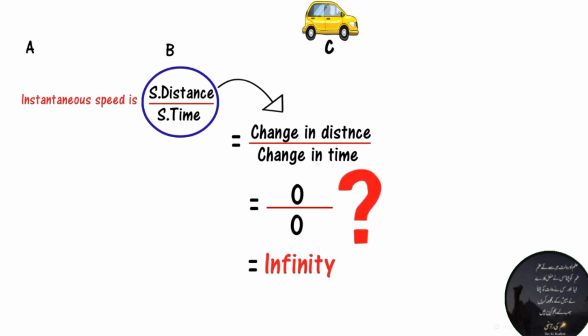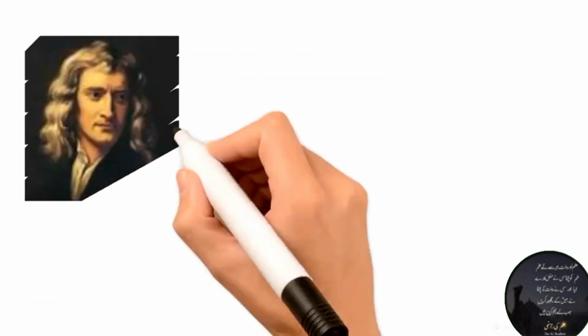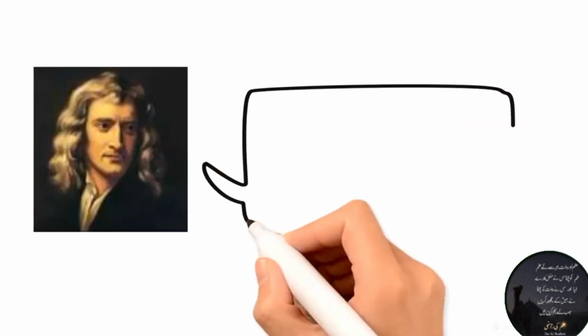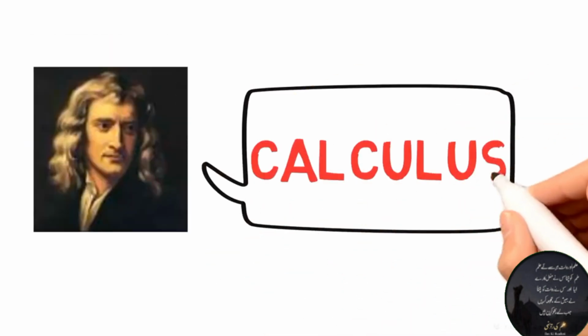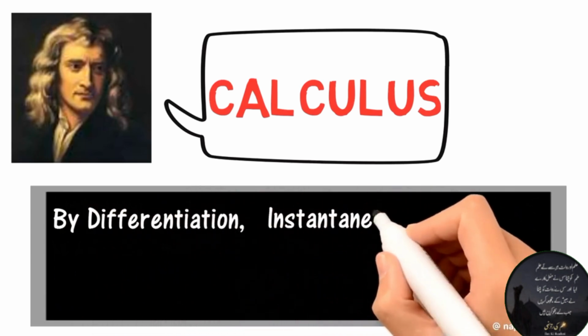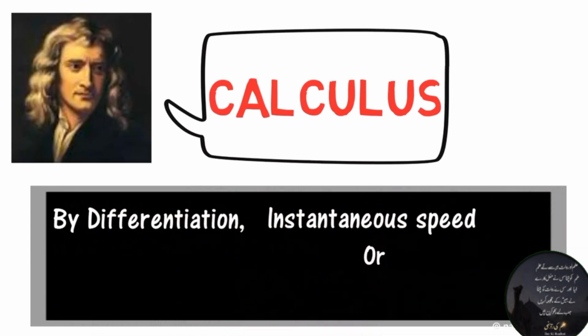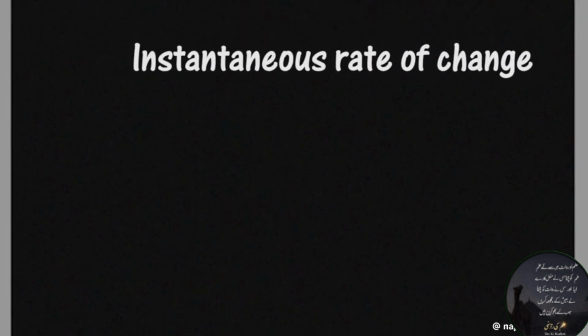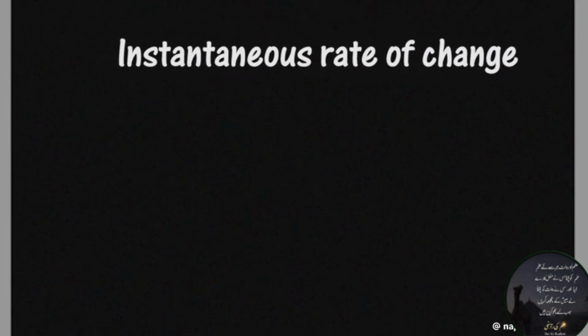So it was a problem for centuries, and it had no solution. Later it was Newton who solved this problem, and he introduced calculus. So now by the differential method we can find the instantaneous speed or any instantaneous rate of change of two values.